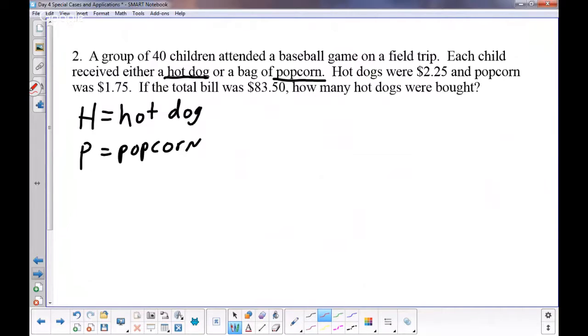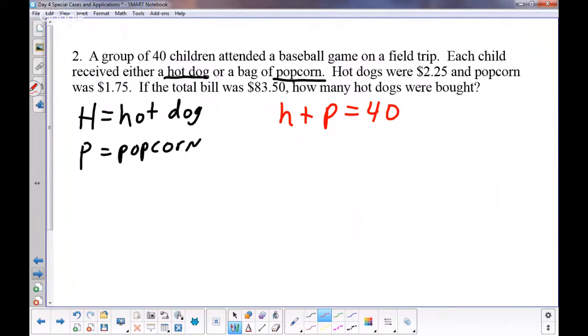So let's start with our total one. Total, we know that a group of 40 children, and each child received either a hot dog or a bag of popcorn. So one got one and one got the other. 40 children, there's got to be 40 hot dogs and popcorn together. So we know that H plus P has to be 40.